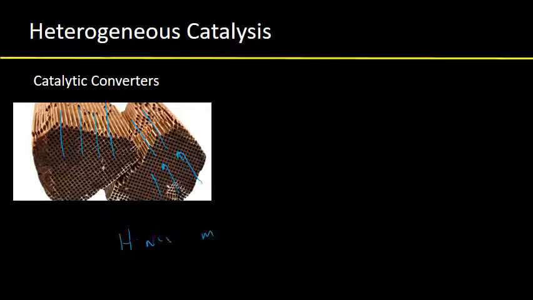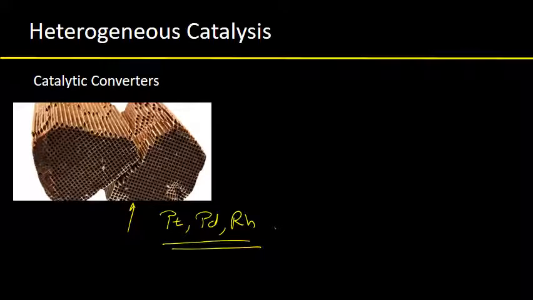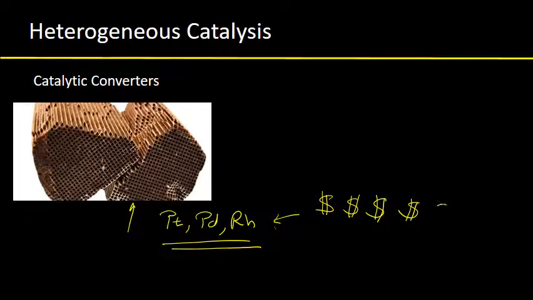The catalytic material in a catalytic converter in the exhaust system, this part here, is usually made of some kind of a ceramic, but then it has a coating on it which contains precious metals including things like platinum, palladium, and rhodium. And all three of these are very expensive. And so this is why catalytic converters are very expensive.